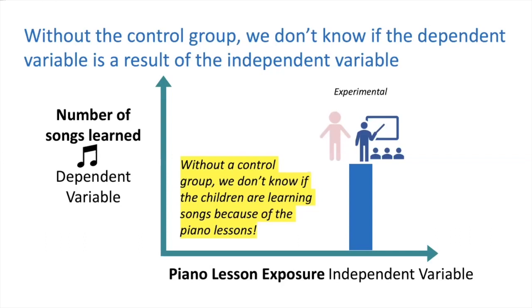However, it's really important to have that control group there. Without the control group, we do not know if the dependent variable is a result of the independent variable. We don't know in this example, without the control group, if children are learning songs because of the piano lessons. If we were just to graph the experimental group by itself without any control group, yes, the children learn songs, but how do we know children don't learn songs without a piano teacher? Maybe they could go on YouTube and look up songs on the piano.